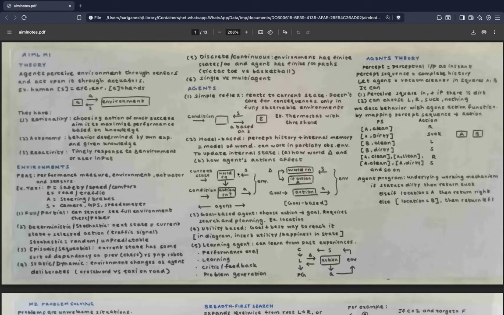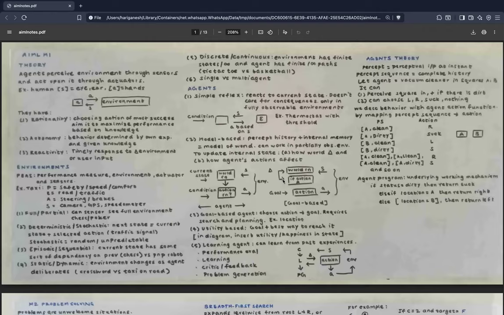The fourth is utility-based. Basically, it takes a goal-based agent and it further optimizes it. So you create a best way to reach it. There's also a factor known as utility or happiness in the diagram on the right here. So you add a box there and say, oh, this is a utility-based environment. Sorry, agent.